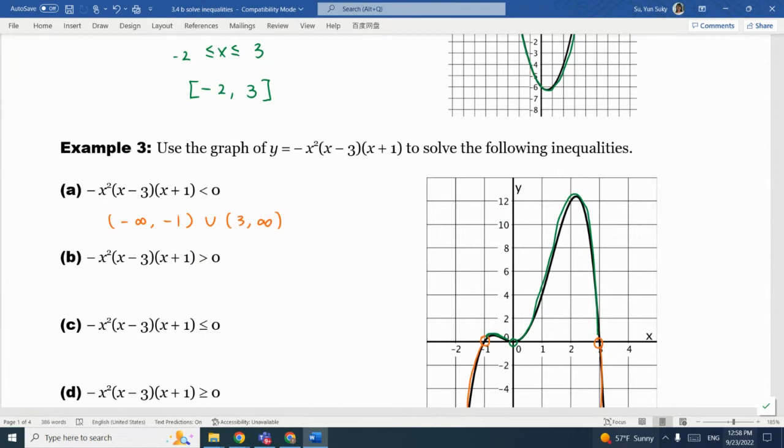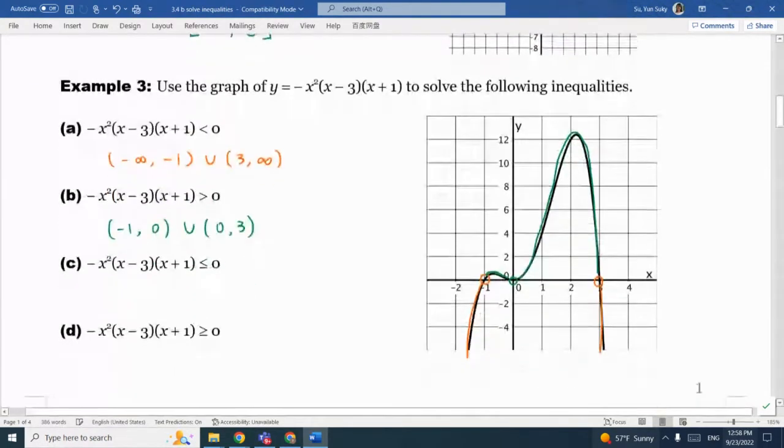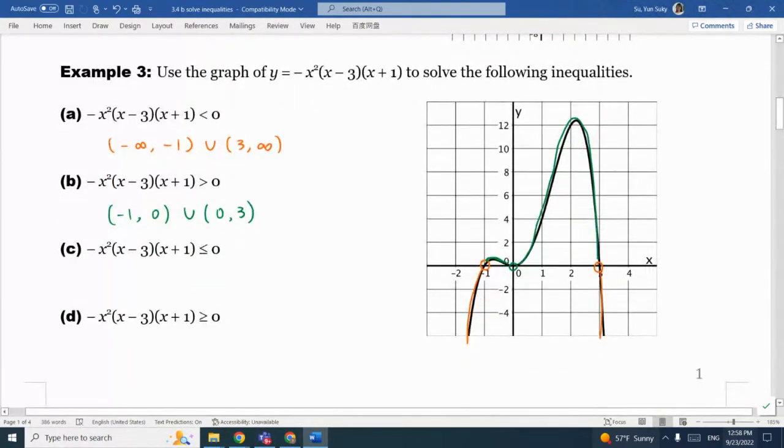What's this piece? From negative 1 to 0. Right, everybody? From negative 1 to 0. Bracket or parentheses? Parentheses. Union what? 0 to 3. Very good. So we look at the picture to see whether it's above the x-axis or below the x-axis. We can see y is greater than 0 or less than 0.